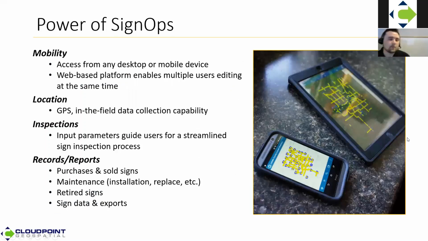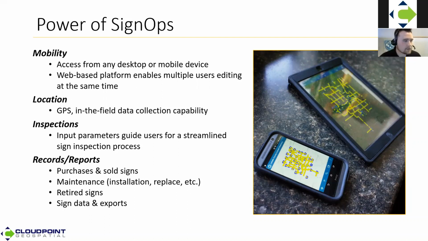Some of the powers of SignOps, and what separates it from some of the other sign inventory management solutions, is the mobility aspect of SignOps. Users can access SignOps from any desktop or mobile device, since it's web-based, as long as you have an internet connection, whether that's a phone, an iPad, kind of like what you see here, or even a desktop. This also enables multiple users editing at the same time. It is GPS based, so this allows for in-the-field data collection capabilities, as well as updating and inspections out in the field.